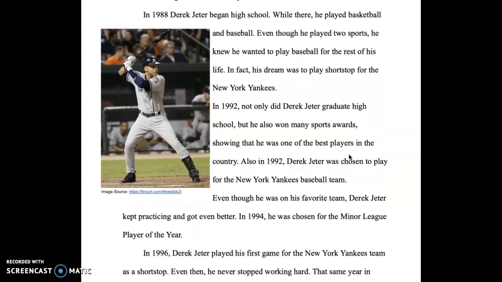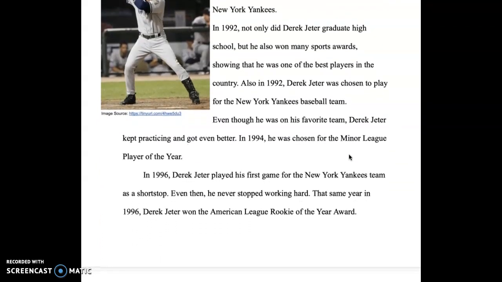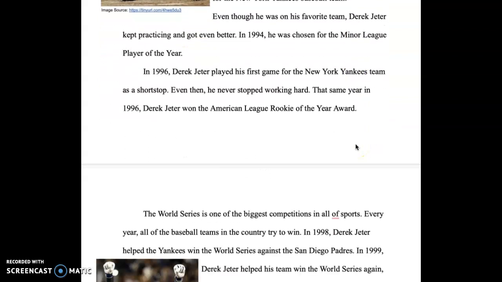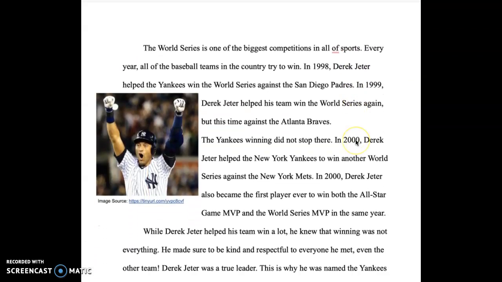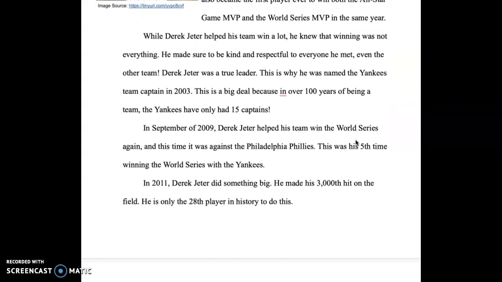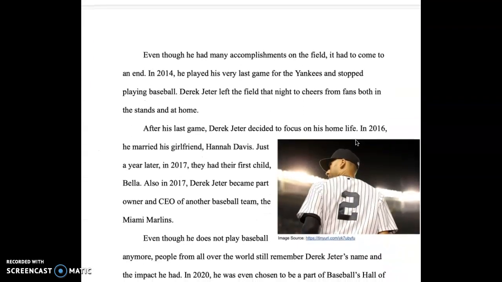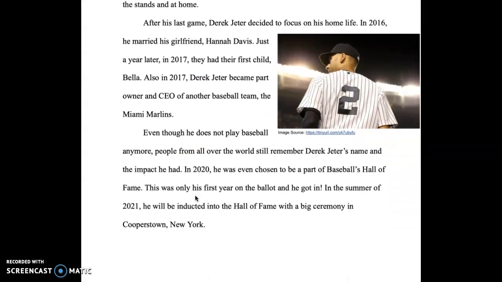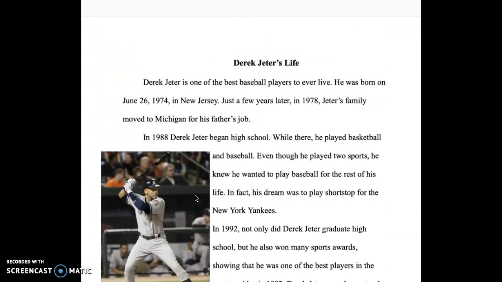However, I noticed that there were a lot of passages about Derek Jeter, but none really fit to a second grade reading level. Therefore, I decided to create my own that matched where my students were at reading-wise.